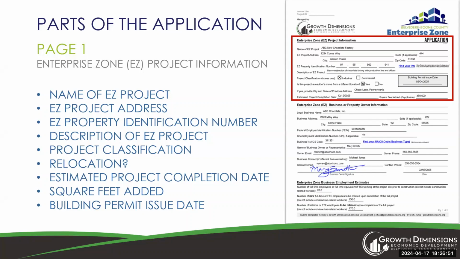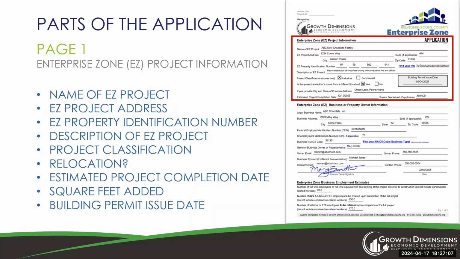Sometimes, if a project is occurring on undeveloped property, an address may not be known. In this case, we will rely solely on the property identification number. Once an address is assigned, we will update documents as needed.